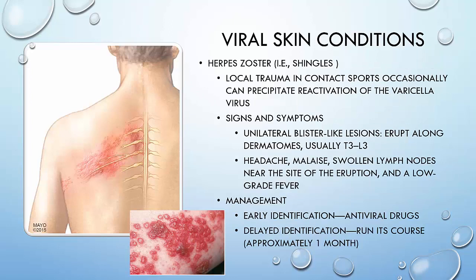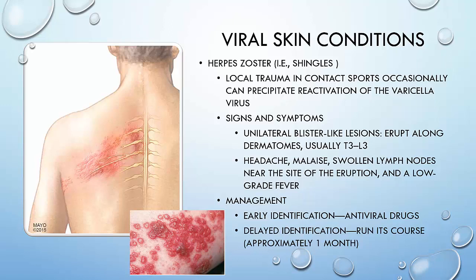Herpes zoster, also known as shingles. Local trauma in contact sports occasionally can precipitate reactivation of the varicella virus. Signs and symptoms include unilateral blister-like lesions that erupt along a dermatome, usually T3 to L3. Other signs and symptoms include headache, malaise, swollen lymph nodes near the site of the eruption, and a low-grade fever.